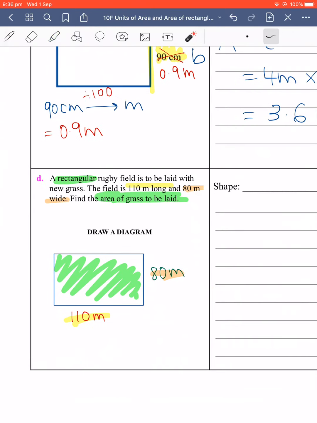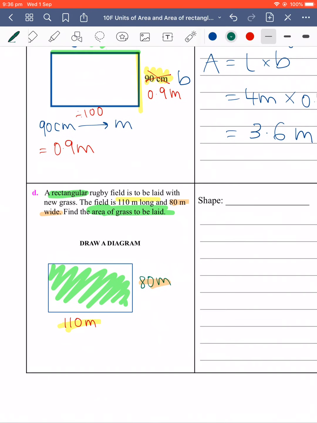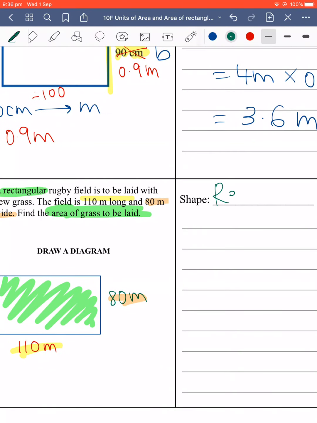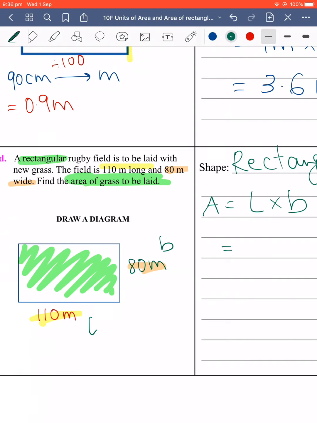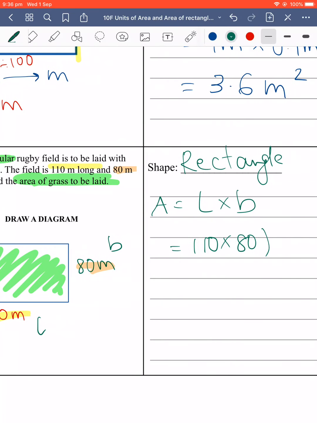First of all, I have the same units. Good to go. Let's start by figuring out our shape first. So we have a rectangle to start off with. With our rectangle, we have our formula, which is length multiplied by our breadth. In this one, our length is 110 and our breadth is 80. So substituting that in, 110 multiplied by 80. And overall, that's going to give me in meters squared.